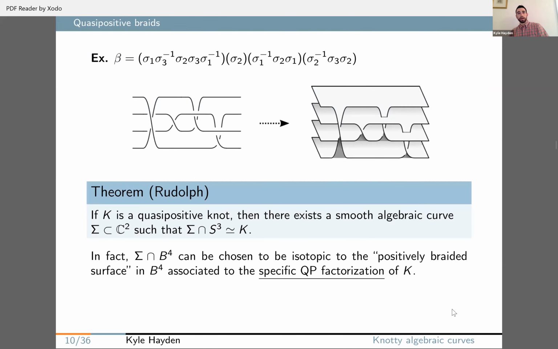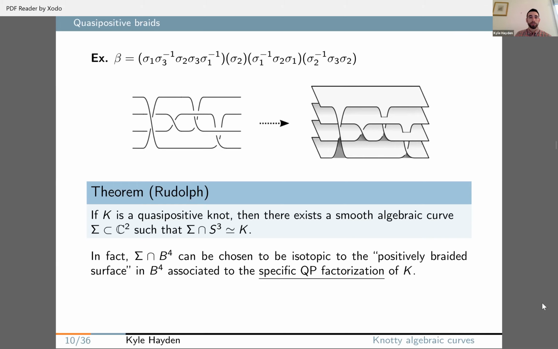Going back to that first quasi-positive braid up at the top, you can build up a similar surface, but now it'll have ribbon intersections, even if the braid was not strongly quasi-positive, just an arbitrary quasi-positive braid. So for each quasi-positive factorization, we get a ribbon immersed braided surface.